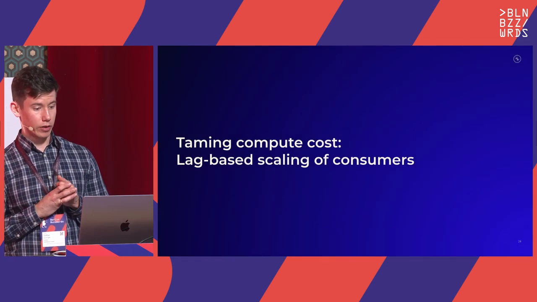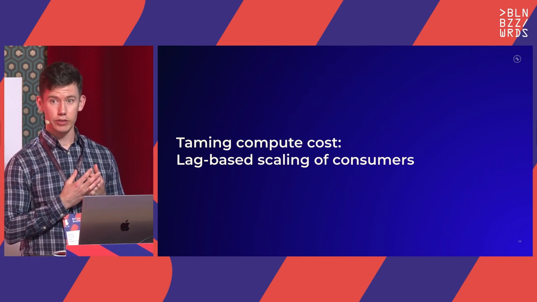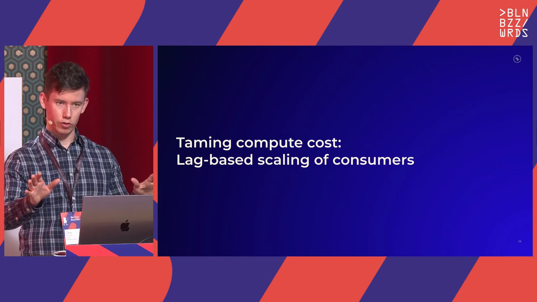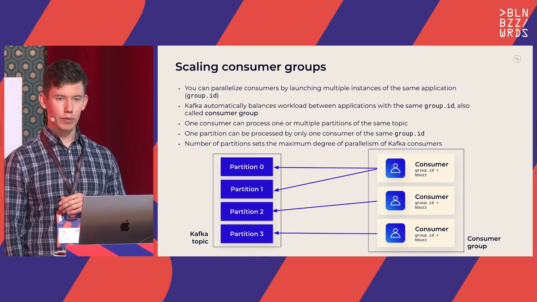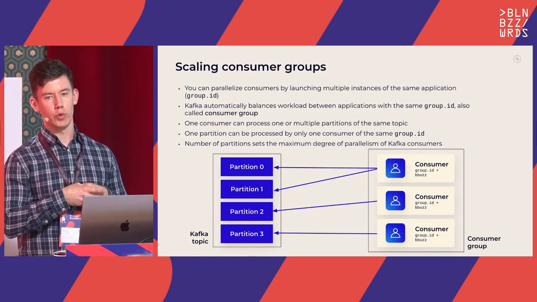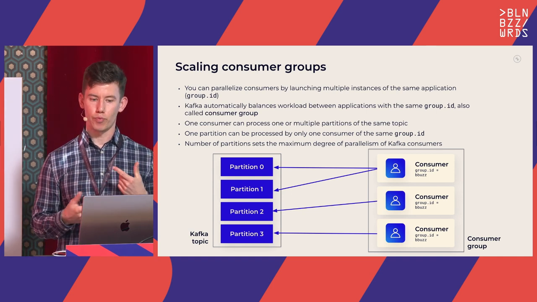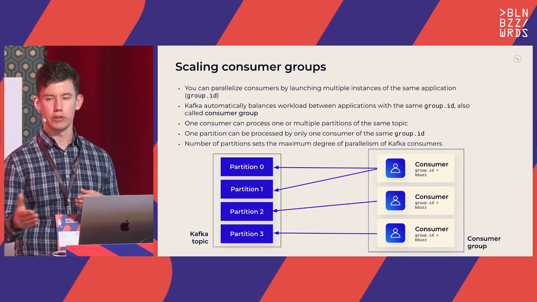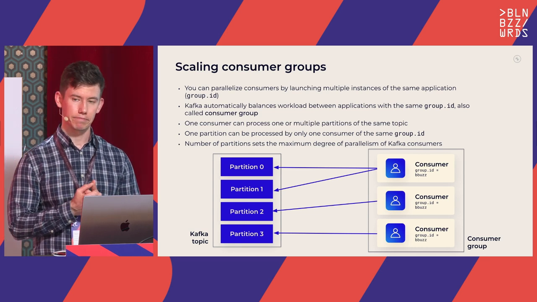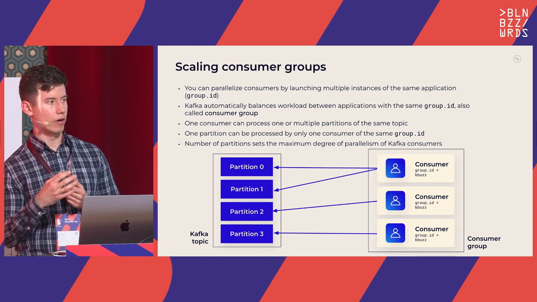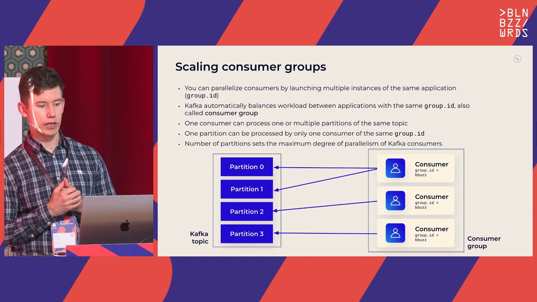OK, let's take a look at taming compute cost. First, I'd like to take a look at lag-based scaling of consumers. This is only related to consumers, not producers. Just a quick recap again. In Kafka, we can scale consumers by the concept of a consumer group, which lets you parallelize consumers by launching multiple instances of the same application, having the same group ID. And Kafka will take care of automatically balancing the workload between the different instances of that application.